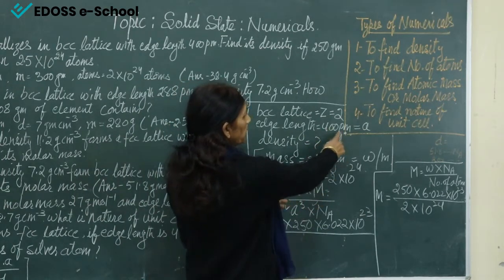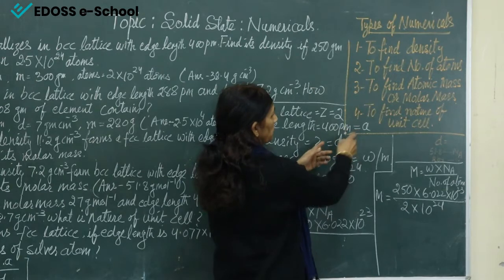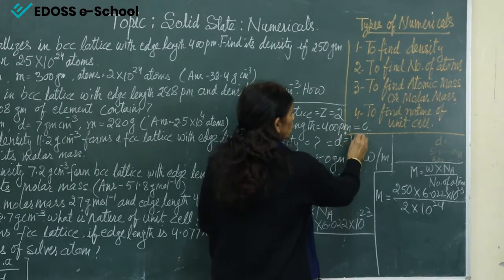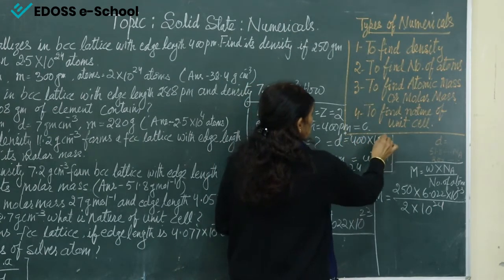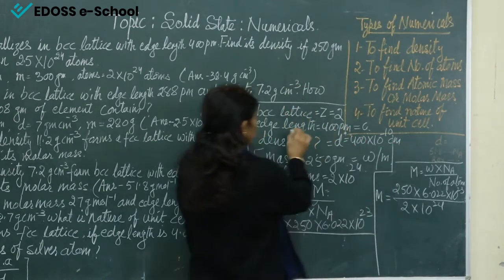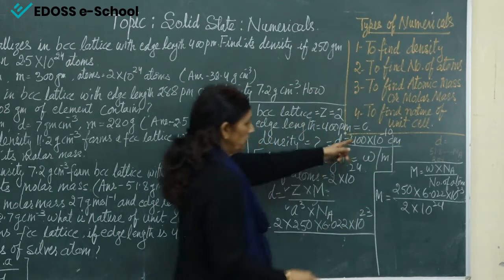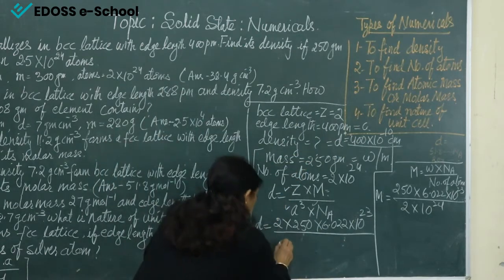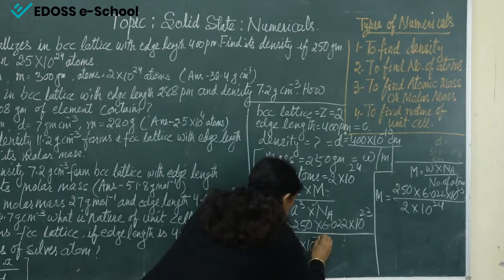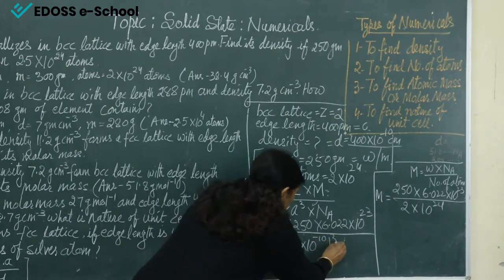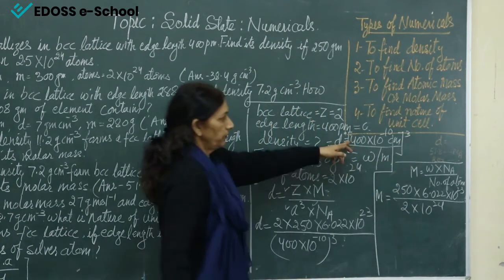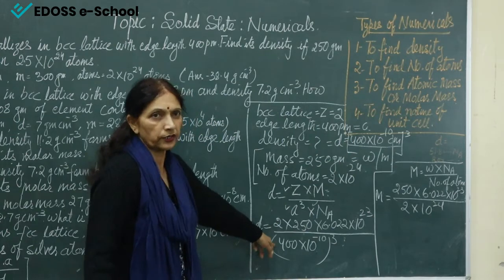Okay, so how will we convert this value? We can convert it here. We can say that 400 picometer is equal to 400 into 10 raised to power minus 10. Now this is in centimeter. Now this value comes in centimeter. So here we will put 400 into 10 raised to power minus 10 and whole cube of this whole value. We will have to put whole cube. Okay, that means whole cube of 400 also.